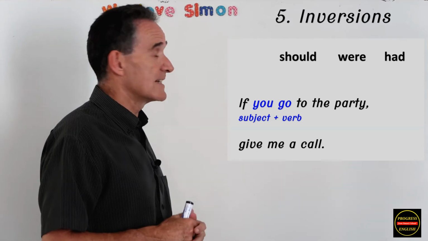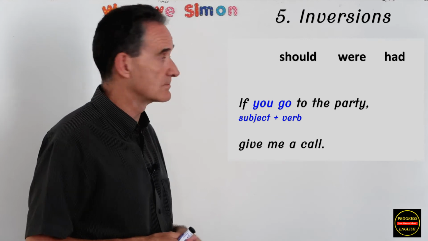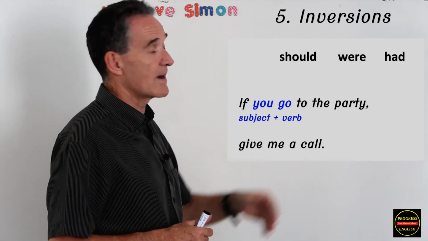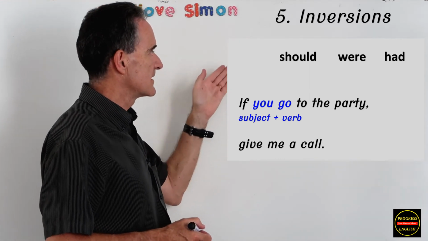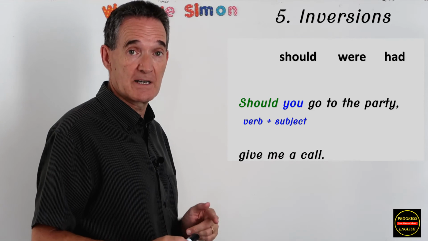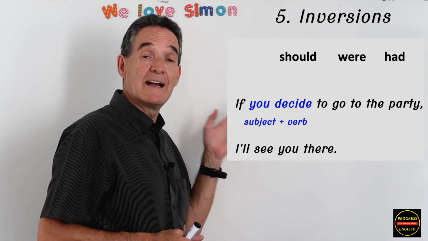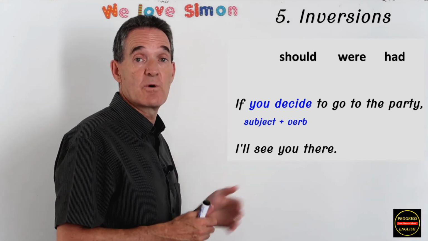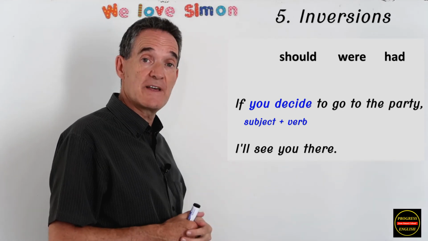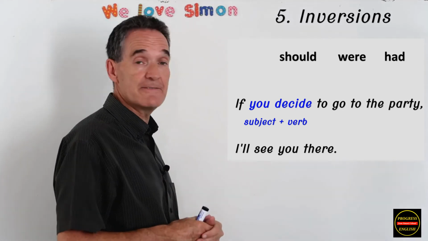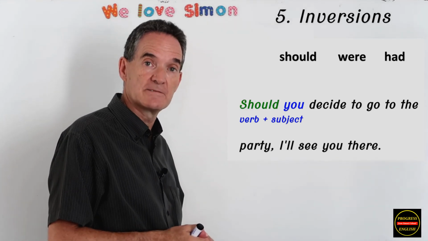Let's look first of all at a zero conditional. If you go to the party, give me a call, using present simple and the imperative. Well, you can simply change the if to should. Should you go to the party, give me a call. It sounds more formal. And you can use the should exactly in the same way in the first conditional. If you decide to go to the party, I'll see you there. Just substitute the if with should. Should you decide to go to the party, I'll see you there.